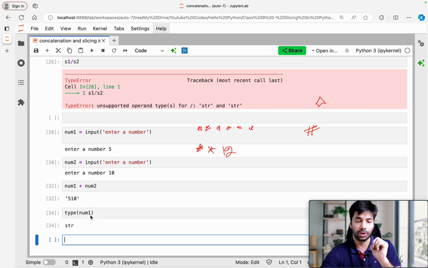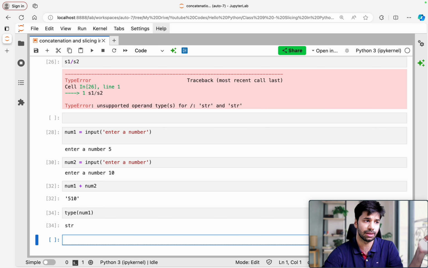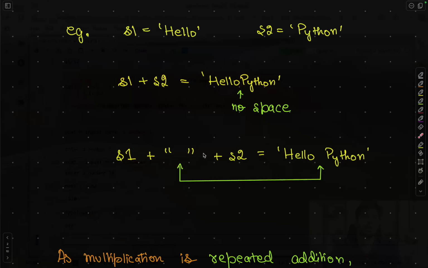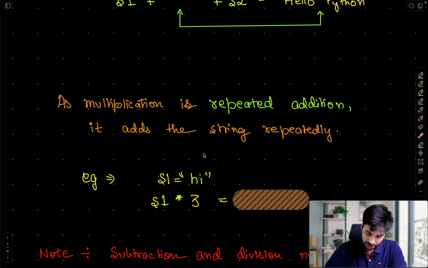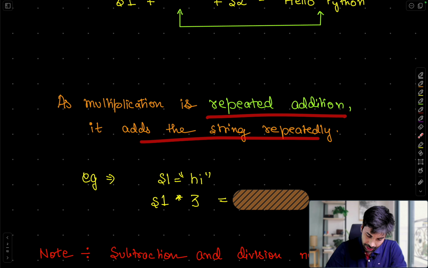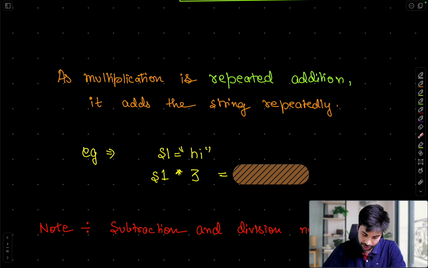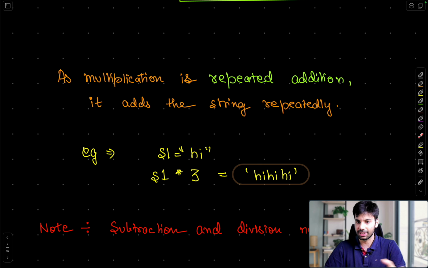Okay, so this is all about concatenation, majorly. Now again, understand this very nicely because it can get asked as an MCQ question. As you can see here, multiplication is repeated addition, so it adds the string repeatedly. Here I have a question for you. S1 is equal to hi. Then what is S1 into 3 going to be? We can see the answer now. I think it's hi hi hi, because it's hi 3 times.